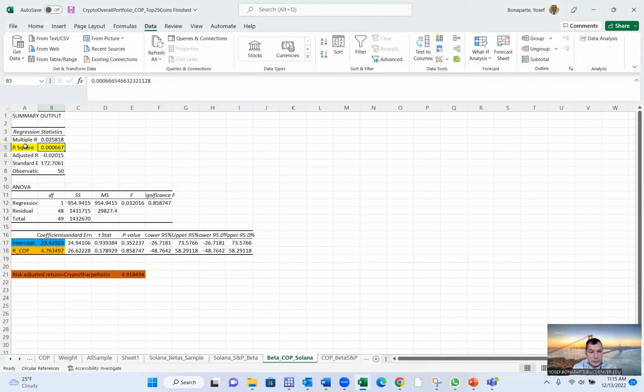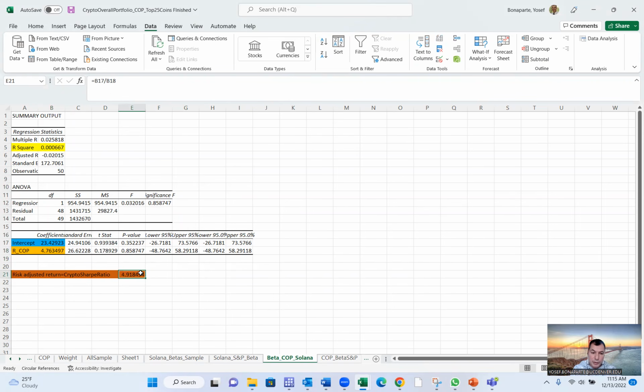The R squared reflects the model fitness between 0 and 1. 0 means perfectly unfit, 1 means perfectly fit, and it's 0.00667. What you got here is that alpha for the crypto overall portfolio is positive. Beta is 4.7. That means Solana is 4.7 times riskier than the crypto overall portfolio.